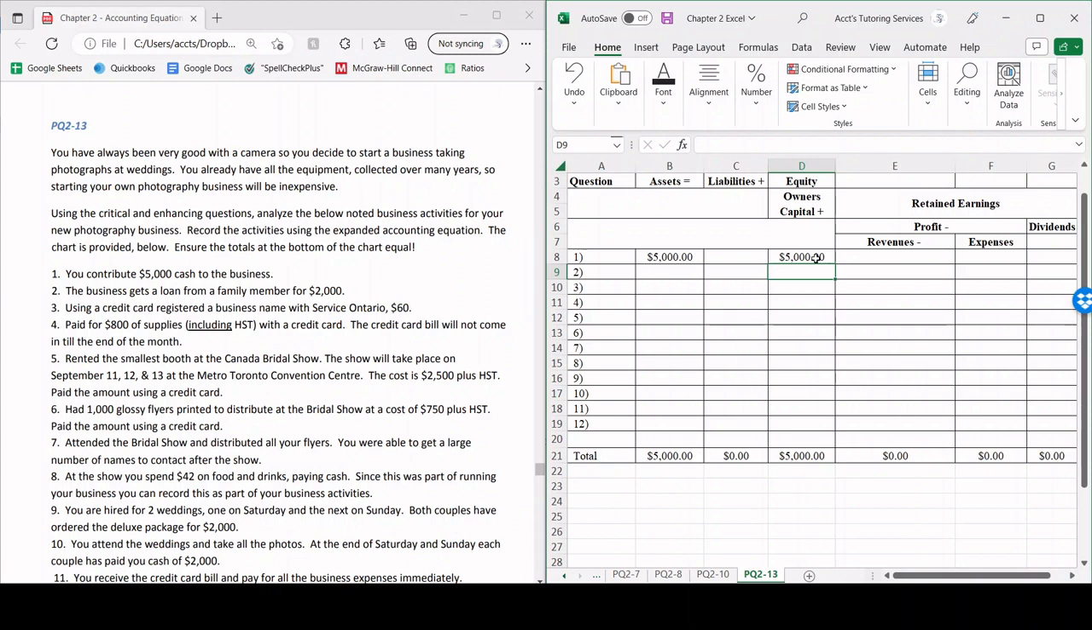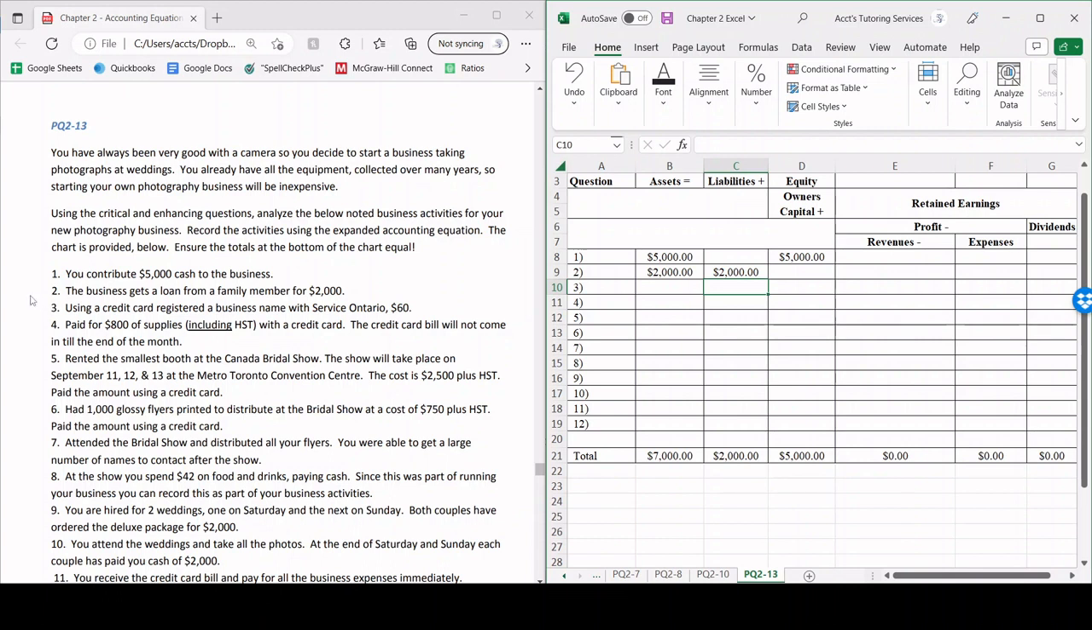Next, number 2, the business gets a loan from a family member for $2,000. Remember, when you get a loan, cash goes up. So your assets goes up because cash is an asset. It's a future benefit. Sorry, this is for $2,000. And since you got a loan, you have to pay it back in the future. That's a future obligation. That's a liability. So your liability now also goes up by $2,000.